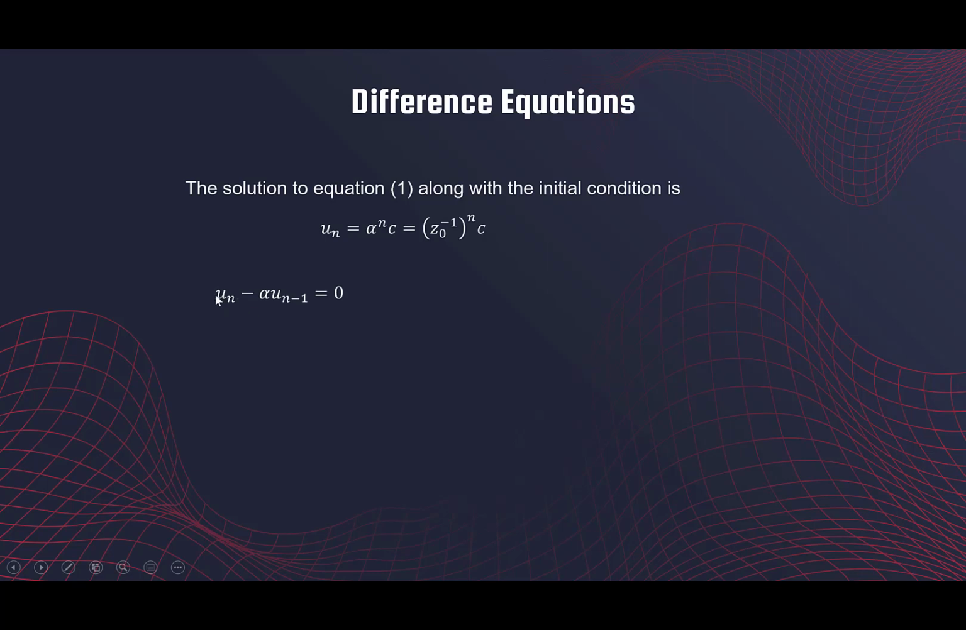Okay, so in place of un, we'll plug in z naught raised to minus 1 raised to n times c. In place of un minus 1, we'll plug in z naught raised to minus 1 n minus 1 times c, right? So we plug in here, simplify, rearrange, and ultimately you end up with a 0. Which means that this is a solution to the first order difference equation.